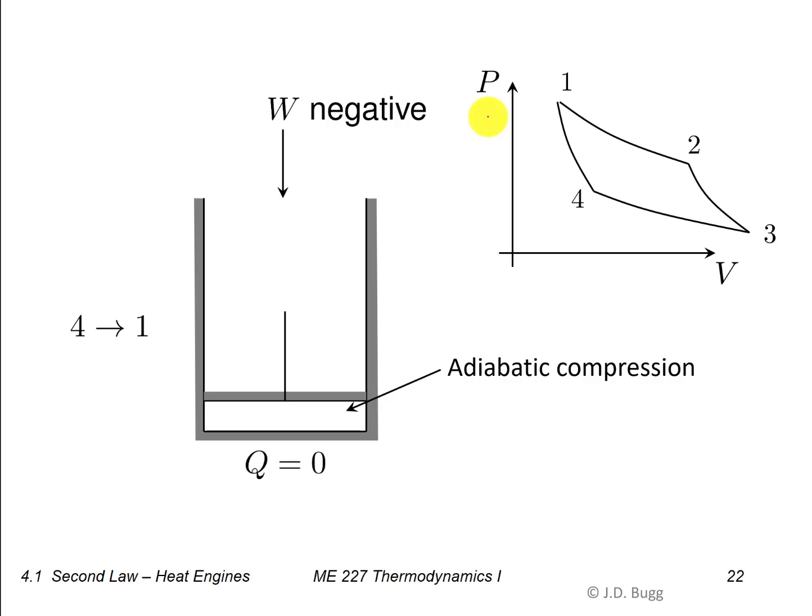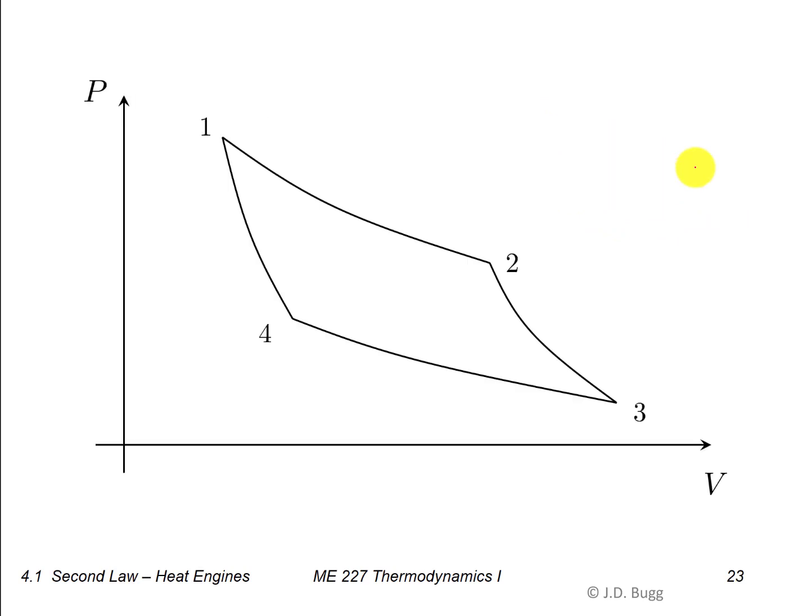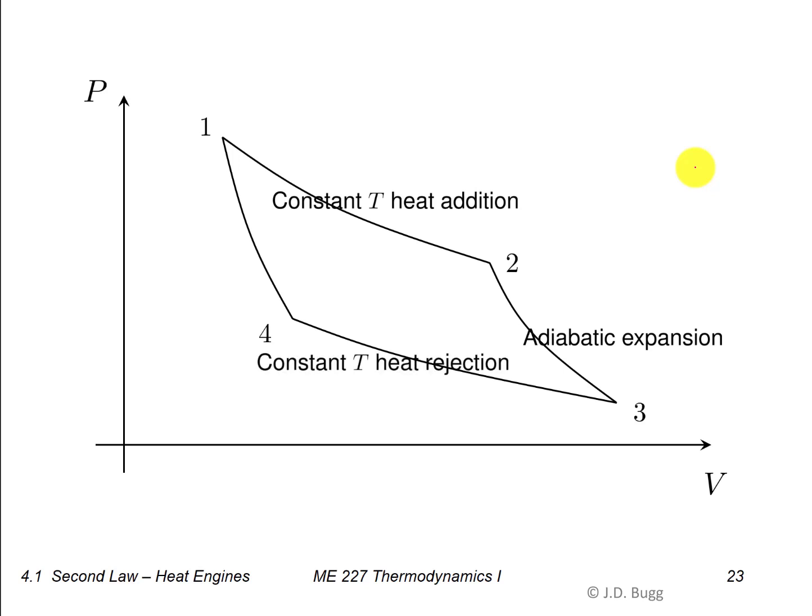So we have been successful now in forming a cycle out of this by using these other processes to get back to point 1 along a path that is underneath our original process. This just shows the PV diagram a little bit larger. So we'll just review what these 4 processes are. The first process was constant temperature heat addition. Second process, an adiabatic expansion. Third process, constant temperature heat rejection. And the fourth process, adiabatic compression. So those 4 processes form a cycle.